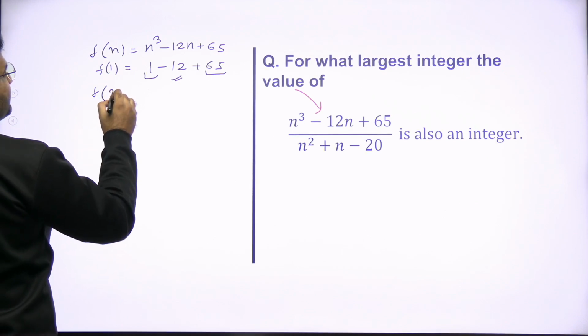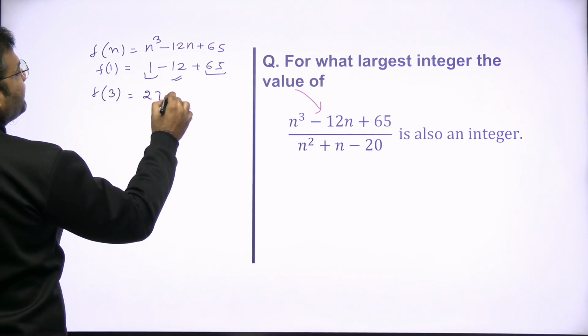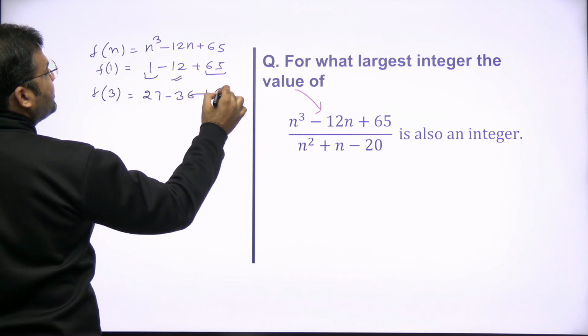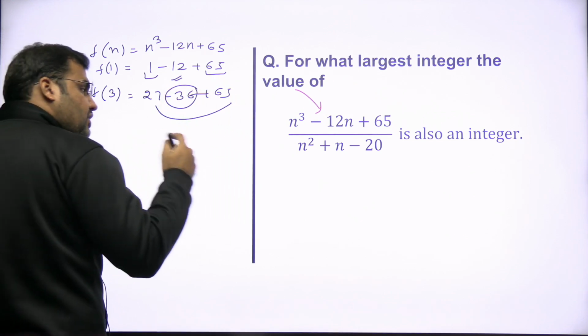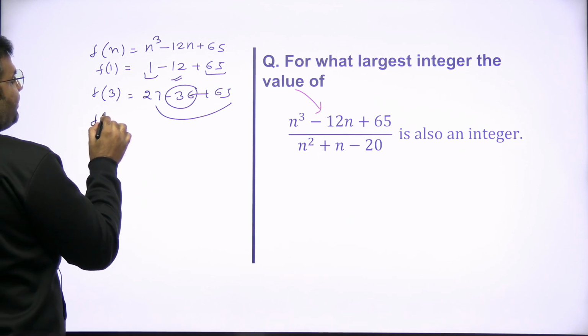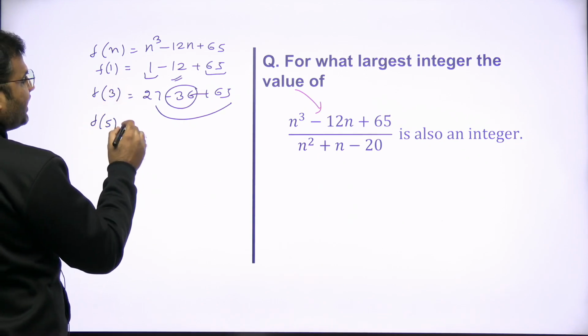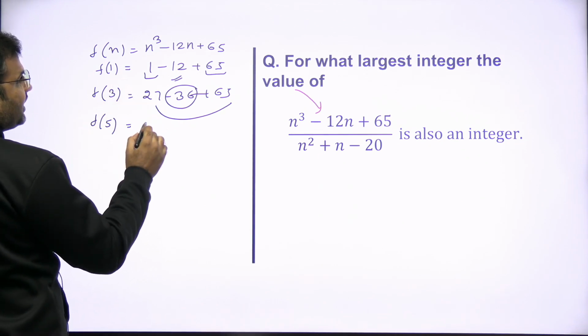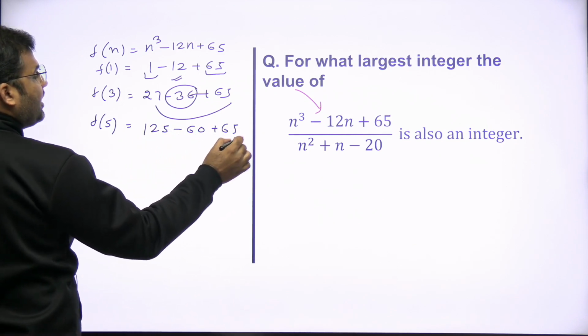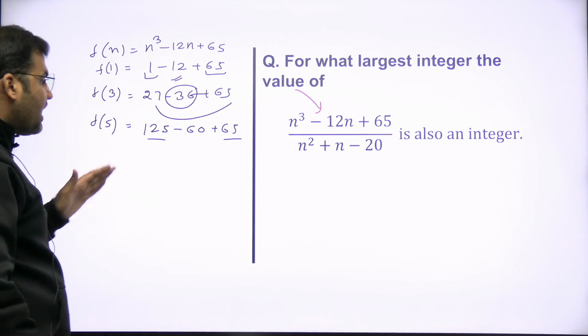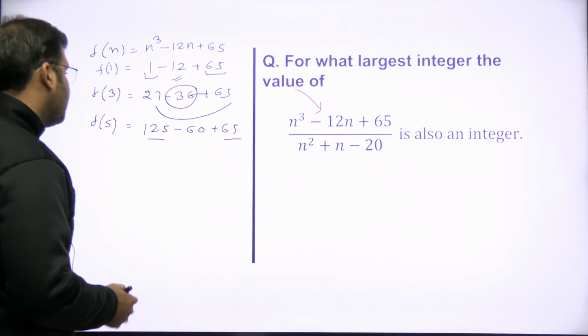If I put n as 3, this would be 27 minus 36 plus 65. Again, the difference is quite high. So we need to go further to the value of 5, right? We can also put it for 4. Now when I put n as 5, this will be 125 minus 60 plus 65. Now again, the positive quantities are increasing. So let's shift ourselves to the negative side.